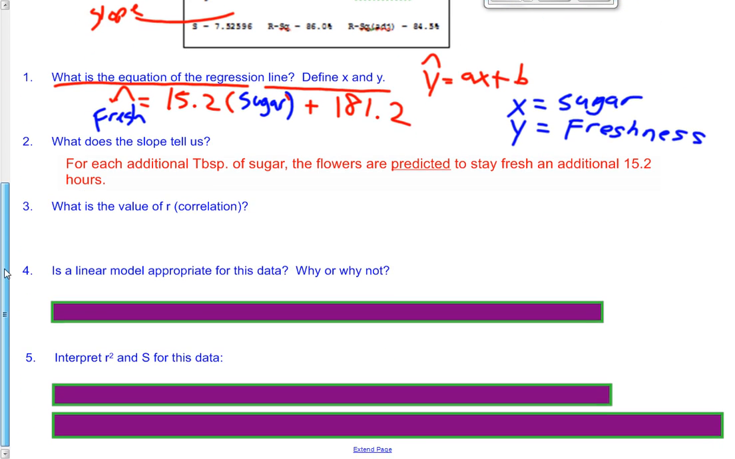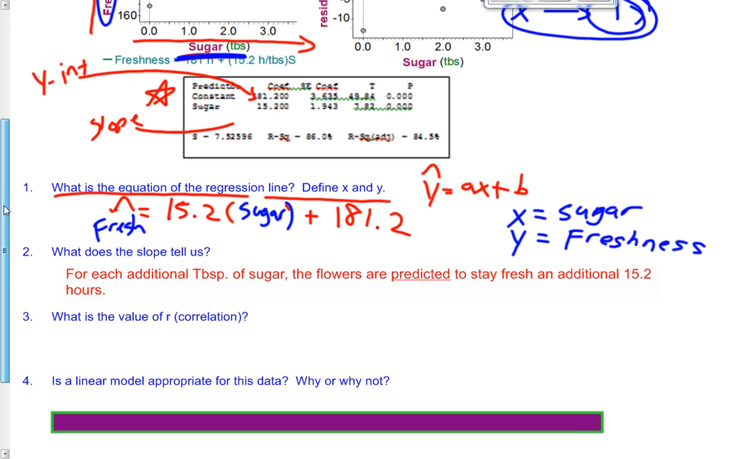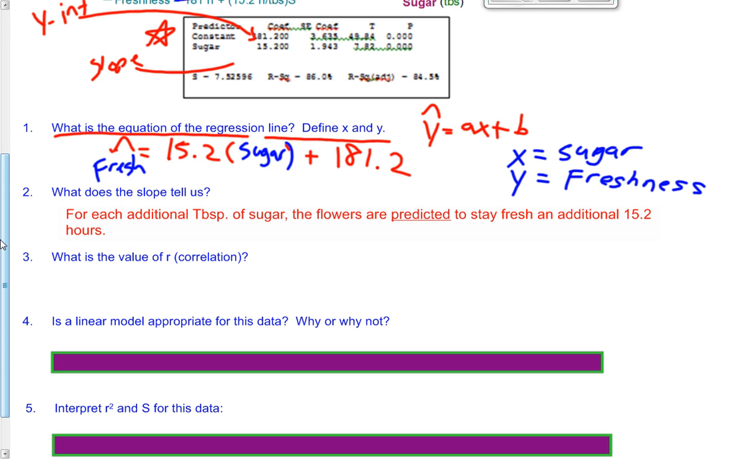Okay? What is the value of r? Well, we know the value of r squared. R squared is 86%. It tells us right here. This is our r squared. So if r squared is 0.86, which is 86%, how do we find the value of r? Well, we could just get rid of the square. We square root both sides, and the square root of 0.86, if you put that in your calculator, you would get r equal to 0.93.